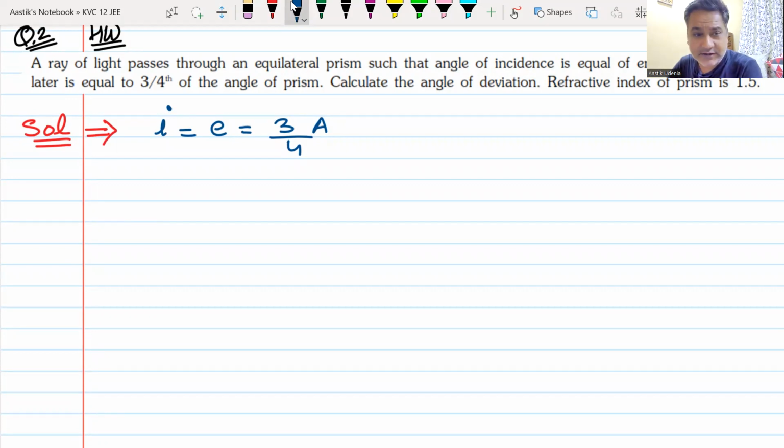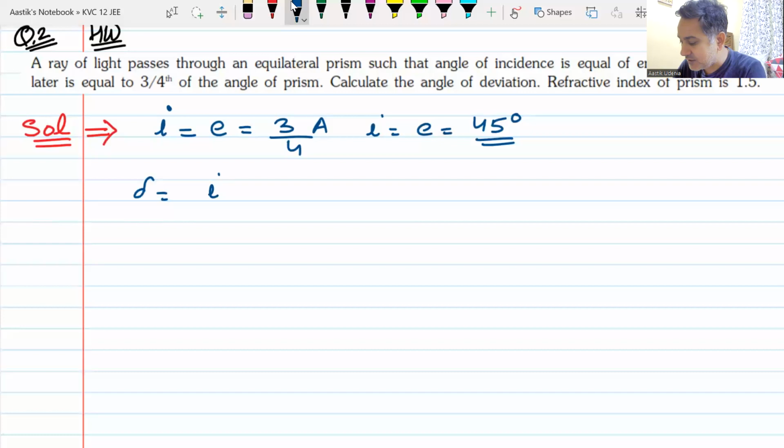So I can find out the angle of incidence, yes or no? So angle of incidence or the angle of emergence will become 3 into 60 divided by 4. I think it becomes 45, yes or no? Yes, sir. And they are then asking you to find out the angle of deviation. How do you find out the angle of deviation from there? You can just put the formula of deviation, that is i plus e minus A, and i and e are both equal. So it is 90 minus 60 and the answer is 30. Do we understand this, everyone?